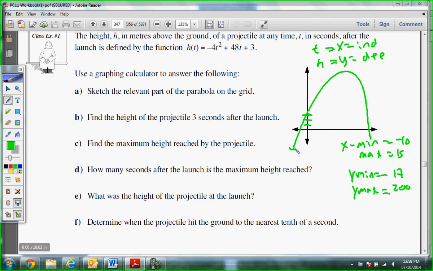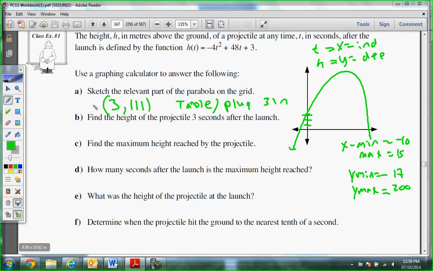Find the height of the projectile after 3 seconds. So what does that mean? What are we going to do? You can plug 3 in, good. Or, since we know how to use our calculator, what's another thing we just talked about? It's the table. Just go second table and look at x is 3. Okay, what is it? Okay, so it's 3 seconds. It's 111. You can use your table or plug 3 in. Either works.